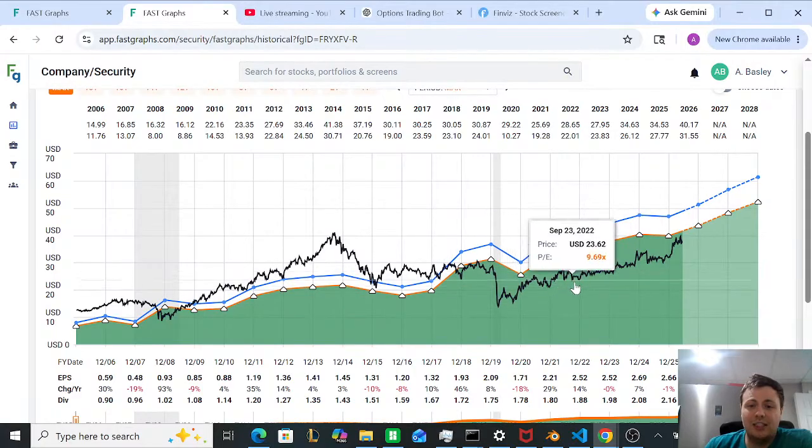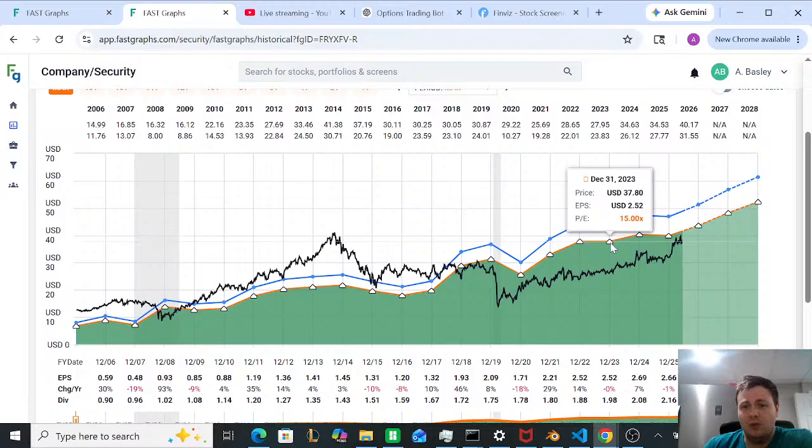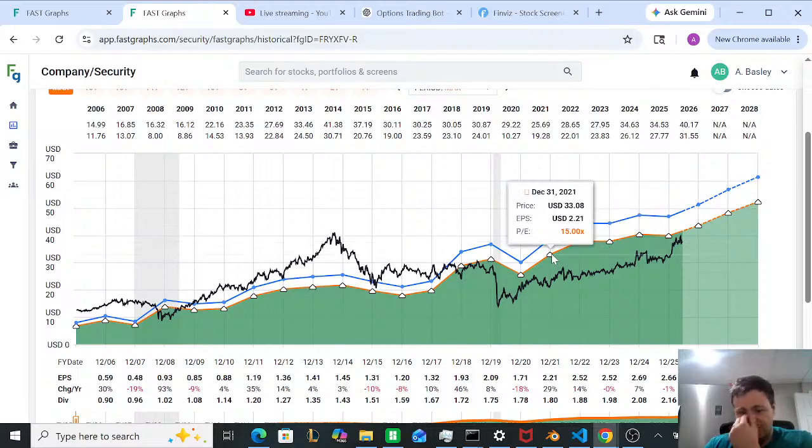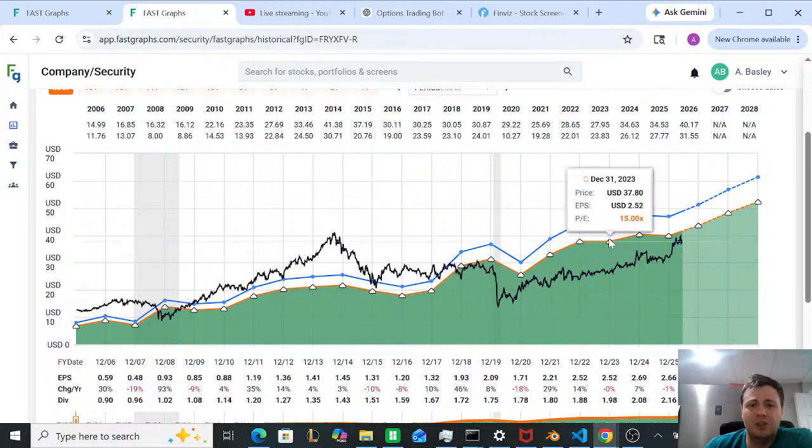We've got this black line here, which is the share price, and it's tracking the price to earnings ratio as well. And then this orange line is the fair value line, which is generally going to use a PE of 15 for stocks that are growing at less than or equal to 15% per year, and then it'll be equal to the growth rate for anything growing at a faster rate than that. And then this blue line is the average PE that it typically trades at.